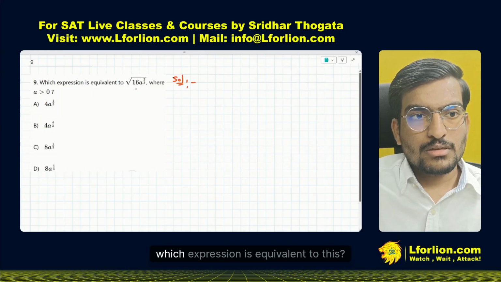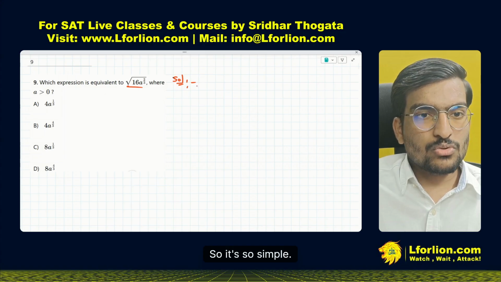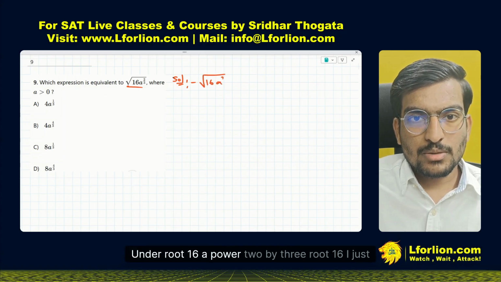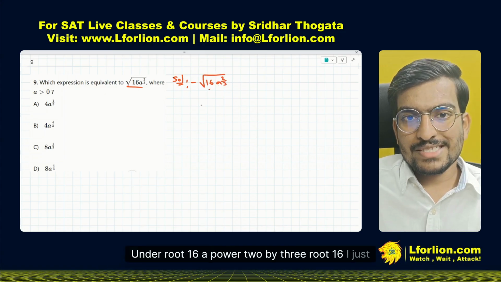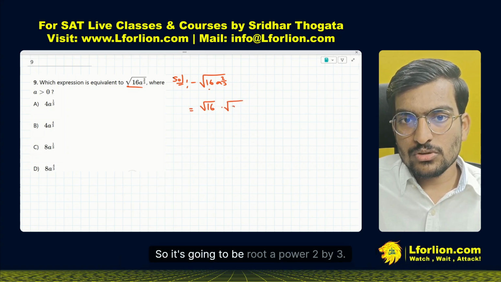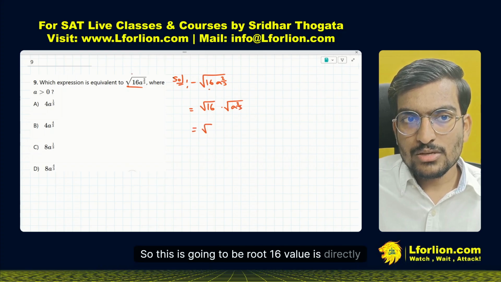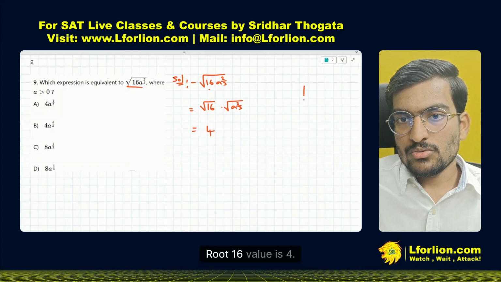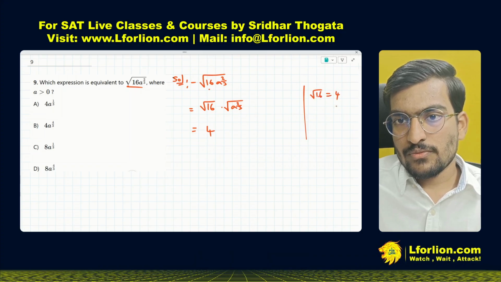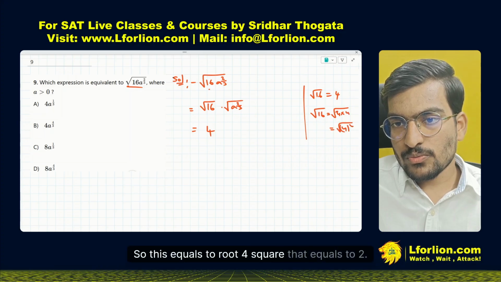Question 9. Which expression is equivalent to this? So it's so simple. Under root, 16 a power 2 by 3, I just apply root 16. I'm separating the root, so it's going to be root 16 times root a power 2 by 3. Root 16 value is directly 4. Why? Root 16 equals root 4 times 4, so this equals root 4 square, that equals 4.